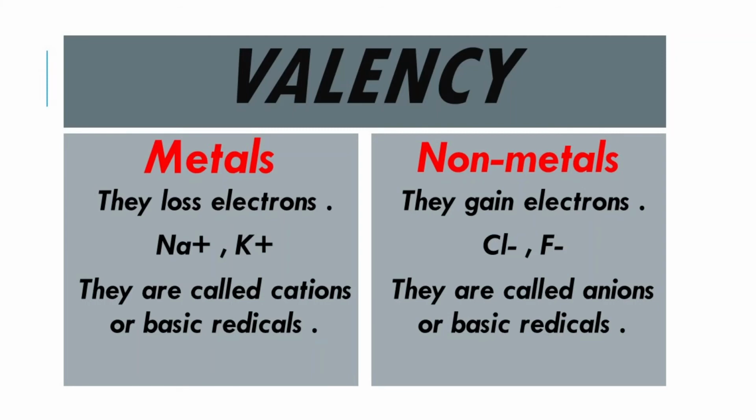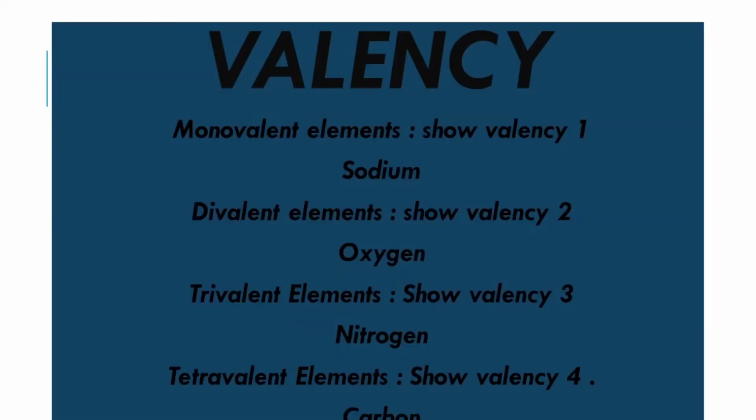So when an atom loses electrons, it gains a positive charge, and an atom carrying a positive charge is called a cation or a basic radical. Here I'm compiling two topics: I'm explaining valency, cations as well as radicals. So again, when an atom loses electrons, it gains a positive charge and is called a cation or basic radical, whereas when an atom gains electrons, it acquires a negative charge and is called an anion or an acid radical.